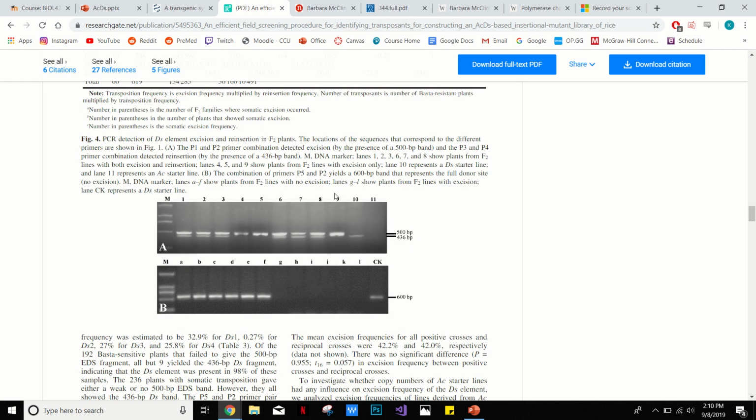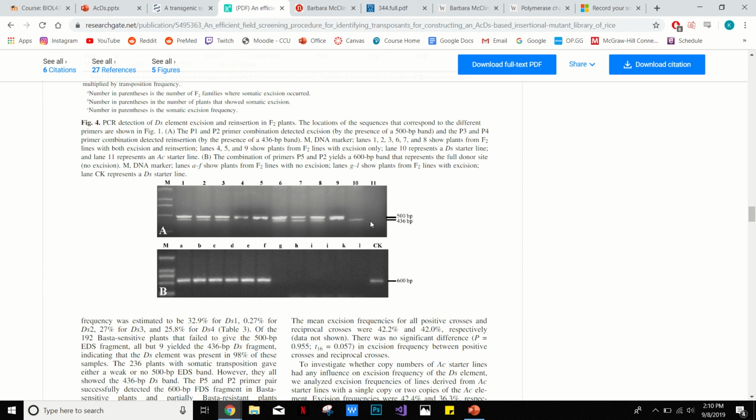And what they did here was they were able to detect when the Ds element was removed and then reinserted. And then it's written here, the P1 and P2 primer combination detected the excision, which was located at the 500 base pair band right here. This top row right here indicates when the Ds was removed. And then the P3 and P4 primers detect if it was removed and then reinserted. And this is that lower band down here at 436 base pairs.